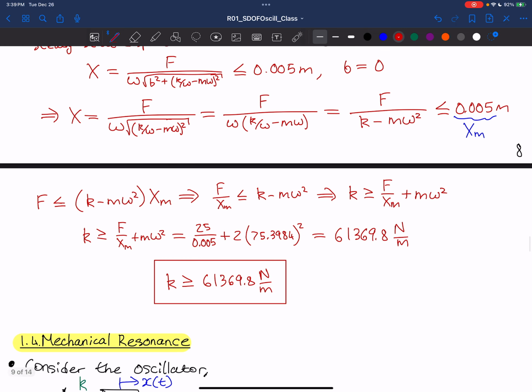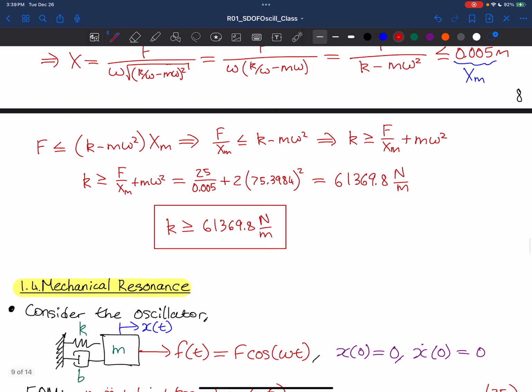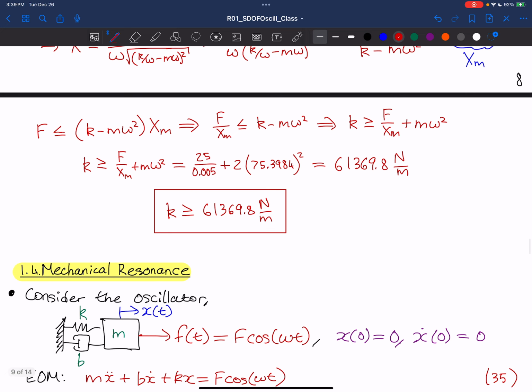Okay, in the next lecture, we're going to cover mechanical resonance, which is very much related to what we just did, and then we'll see what happens under resonance.